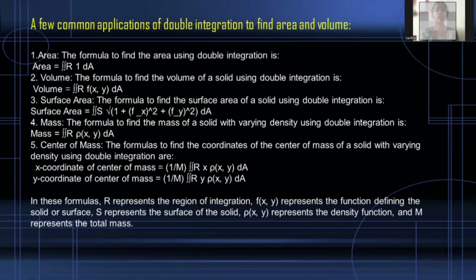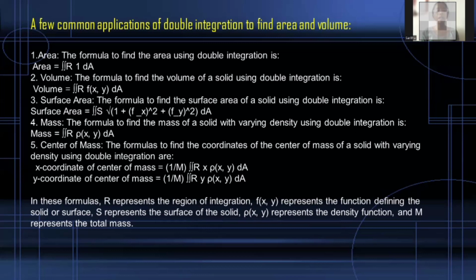Then the last topic is a few common applications of double integration to find area and volume. For area, the formula using double integration is area equals the double integral over R of 1 dA. For volume, the double integral over R of f of x, y dA. For surface area, the double integral over S of the square root of 1 plus the partial derivative of f with respect to x whole squared plus the partial derivative of f with respect to y whole squared, dA. For mass, the double integral over R of rho of x, y dA.